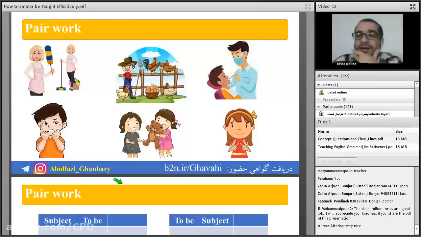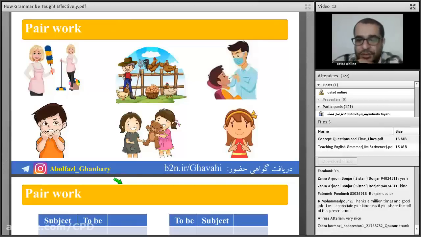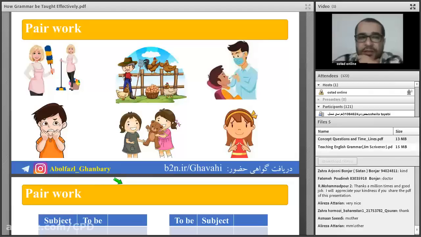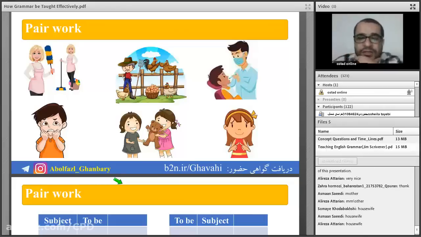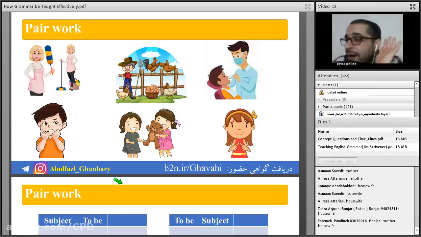Now work in pair and say sentences about these pictures. For example, look at the first picture. Who is she? She is a mother. What else? She is a house. What? She is a housewife. Exactly. Elicit from the students. Work in pair and say sentences to your partner.